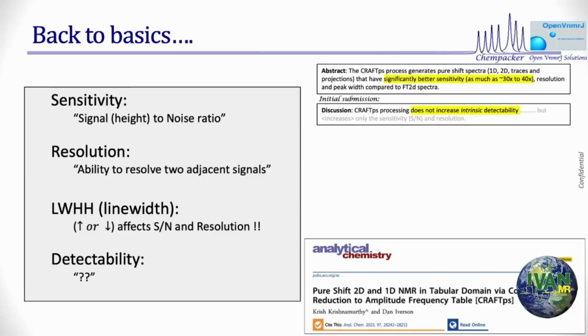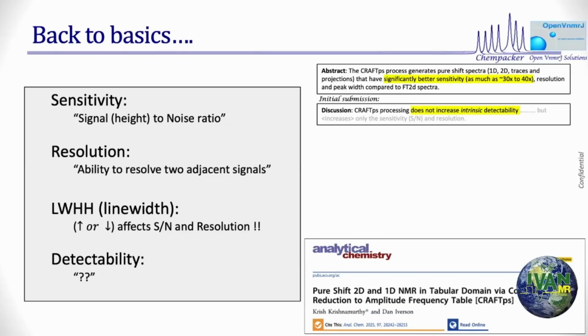But then in the discussion section, I also made a statement: CRAFT processing does not increase intrinsic detectability. The idea was to say I am not changing the time domain magnetization. That is what we are detecting. We are not changing that. Unlike pulse sequence-based experiments, like pure shift experiments, where you are increasing the magnetization. I'm not saying that. Except those two statements, for those who are not with me in saying that intrinsic means time domain, look like a contradictory statement.